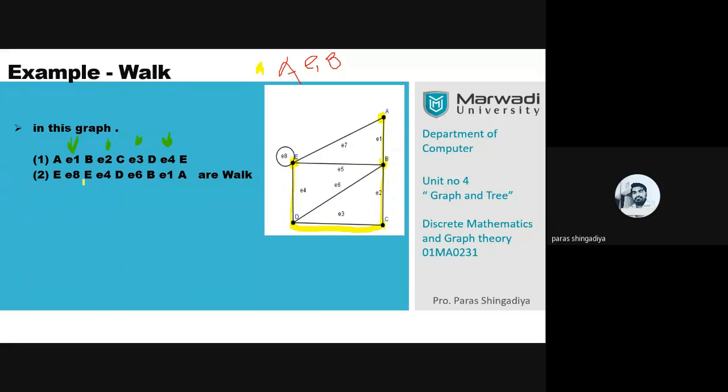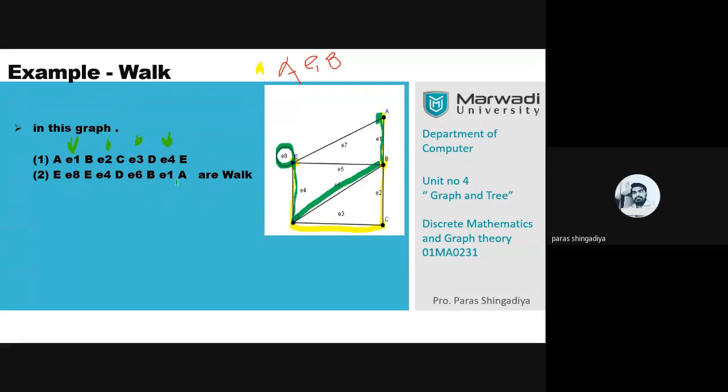Let us consider a second walk here. Consider E, and again move on the loop, then reach back to E. Then I shift to D, so that is E4D. Then E6B, so I move on E6 and reach back to B, and then E1A, so I move on the E1 edge and reach back to A. So the walk is E, then D, E6B and E1A. Clear? And you can check that edges are not repeated here.